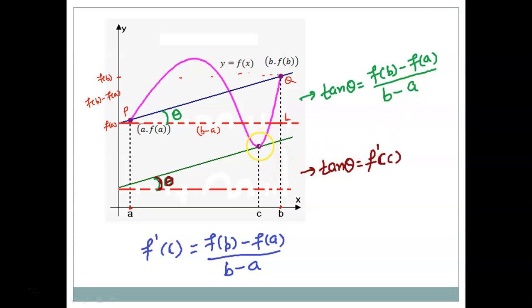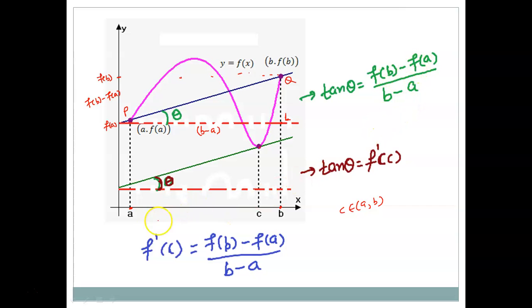Similarly, if we have this point here, corresponding to this point the value of x is c, and this point c lies between the numbers a and b. So we can say c lies in the open interval (a, b), and f dash c means the slope of the tangent to this curve at point c. If this angle is also theta, then you can say f dash c equals f(b) minus f(a) divided by b minus a.